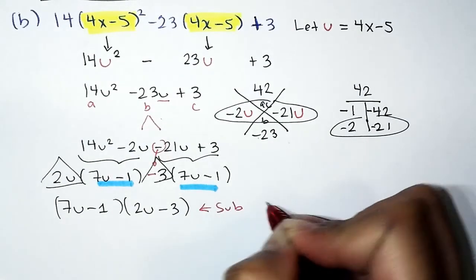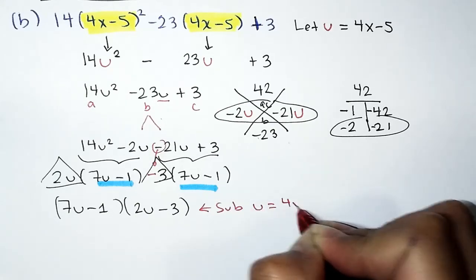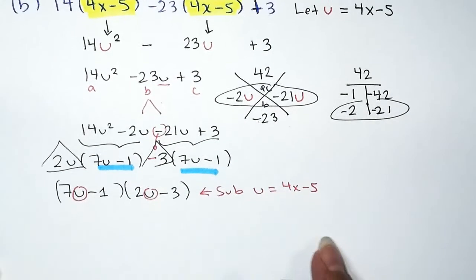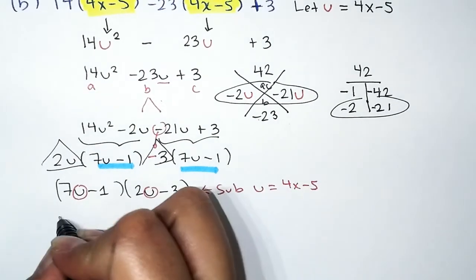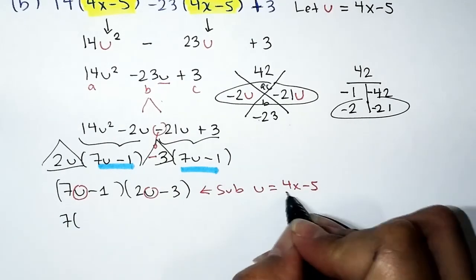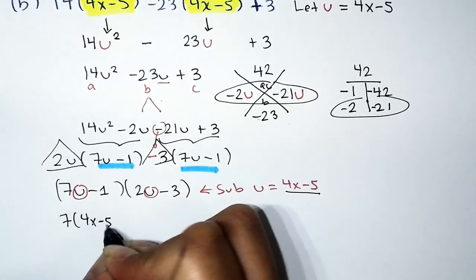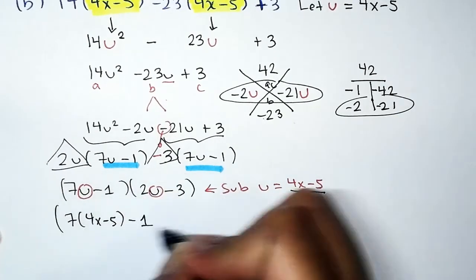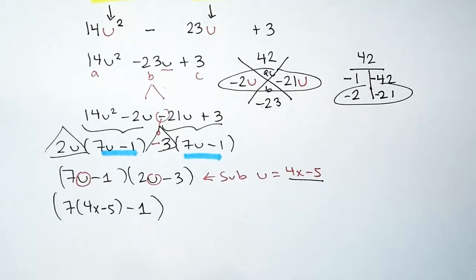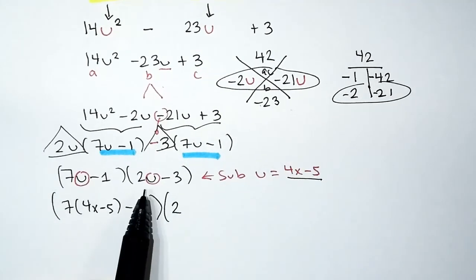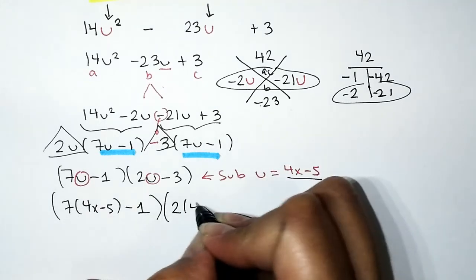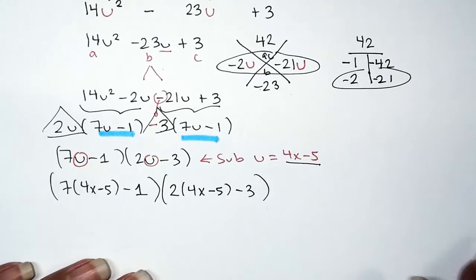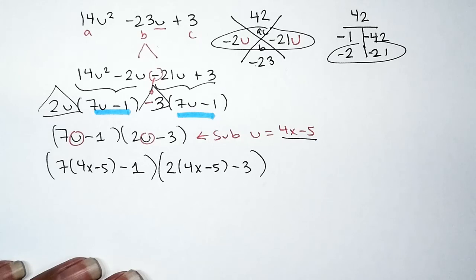So we're going to say sub u equals 4x minus 5. So if you have a u, we got to swap you back for the binomial. Okay, so we have 7 times u, which is 4x minus 5, minus 1. Let's go ahead, wrap that up in parentheses or brackets, whatever you see fit, times 2 times expression for u, which is 4x minus 5, minus 3, and we bring down the close grouping symbol. Okay guys, so let's go ahead, clean this up so we can leave.